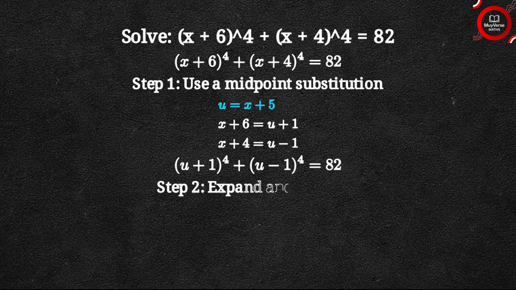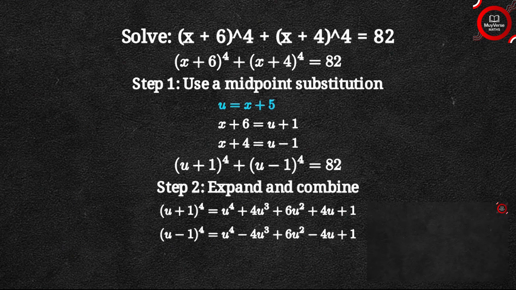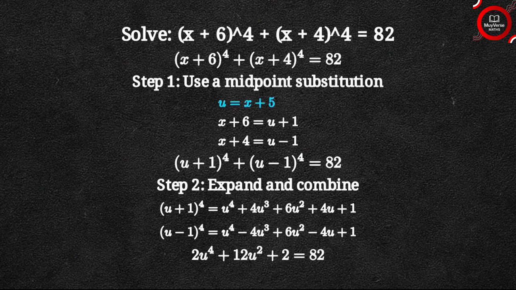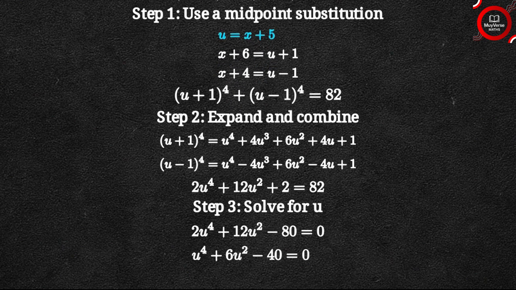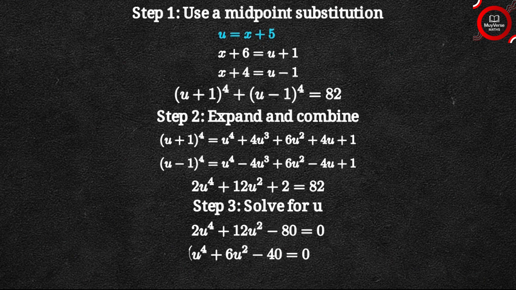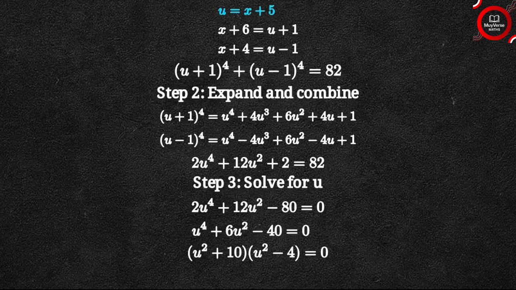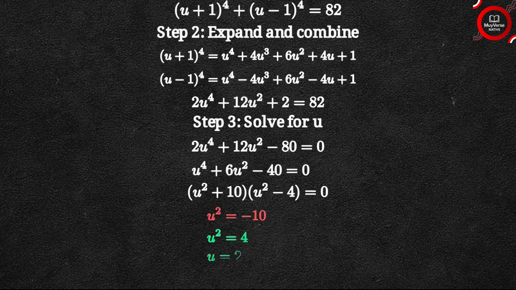Step 2, expand and add. Expand (u+1)^4 and (u-1)^4. The odd power terms cancel, leaving only even powers. Step 3, solve for u. Subtract 82, then divide by 2 to simplify. Treat u squared like a variable and factor. From the factors, u squared equals -10 or u squared equals 4. Only u squared equals 4 gives real solutions, so u equals 2 or -2.